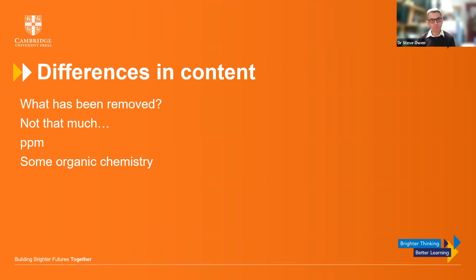And then there's a bit of organic chemistry gone again, which I must admit to being quite disappointed with. Organic chemistry was the thing when I was 16, 17, 18. This was the thing that made me want to go to university to study chemistry. And so it's a shame there's a bit less content of that, but there's still a few mechanisms there. So there's still some interesting organic chemistry. So hopefully that will help with getting the students hooked on chemistry and them taking it up at university as well.